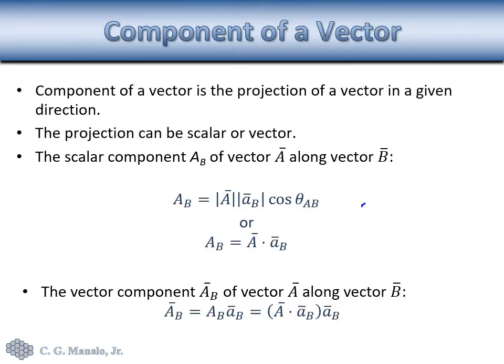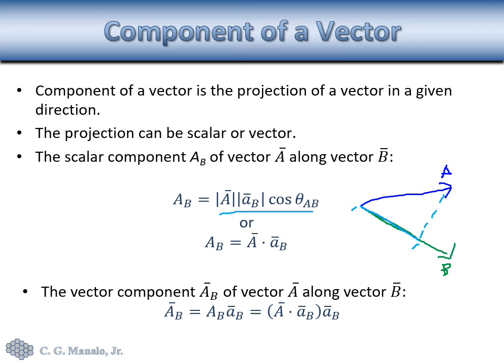Let's say we have two vectors, A and B, and we want to know the projection of vector A along vector B. So we could either get what we call the scalar component. So the scalar component along B is just the projection of A. So this length. Now that length, we call that the scalar component of A along B, and that would be given by this expression.